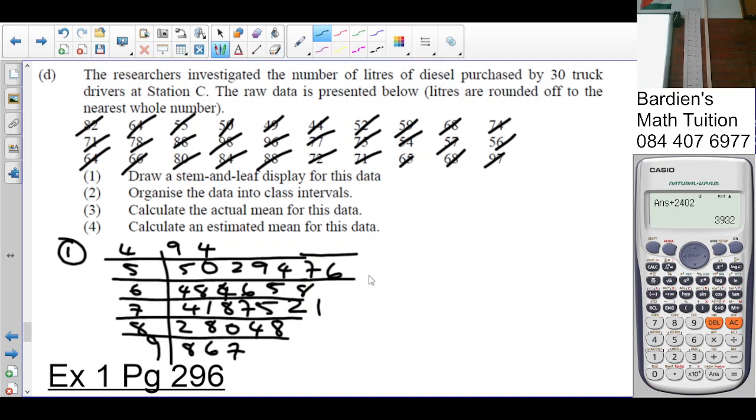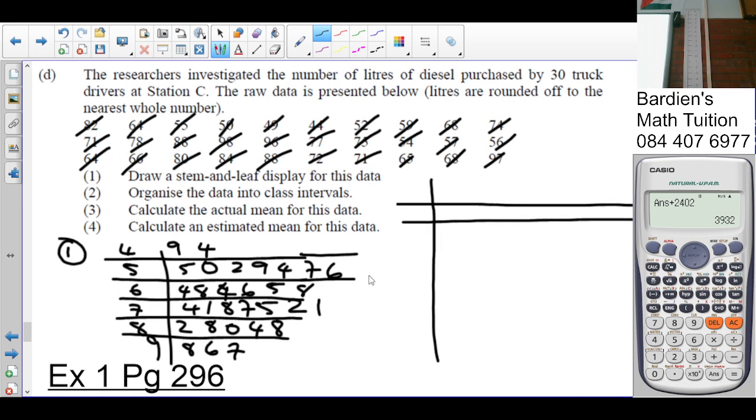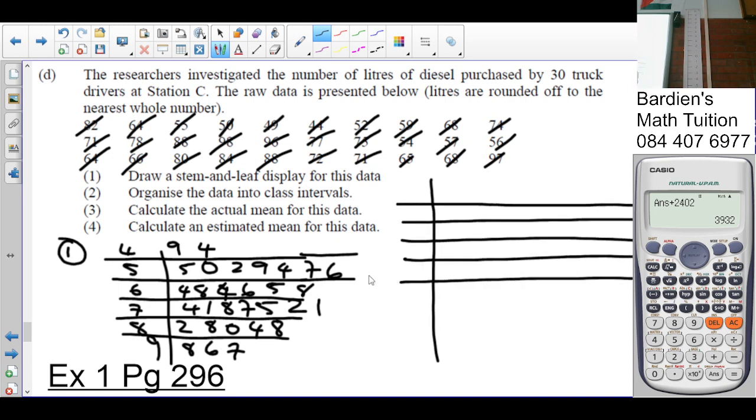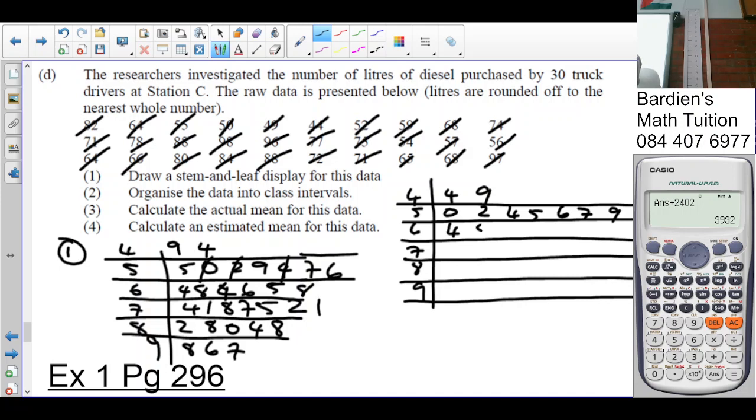So what do I do with that? I sort the data. Yes, you must, always. So it's going to be 4 and a 9. And then 0, 2, 4, 5, 6, 7, 9. The next one? 4, 5, 6. Are there 2 4s? Okay, just hang on a minute.